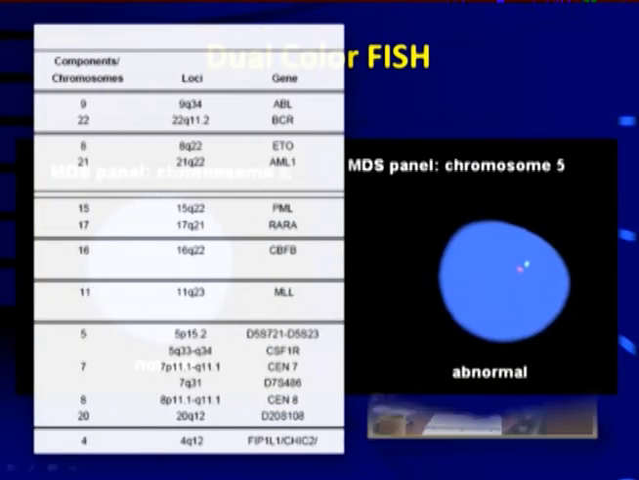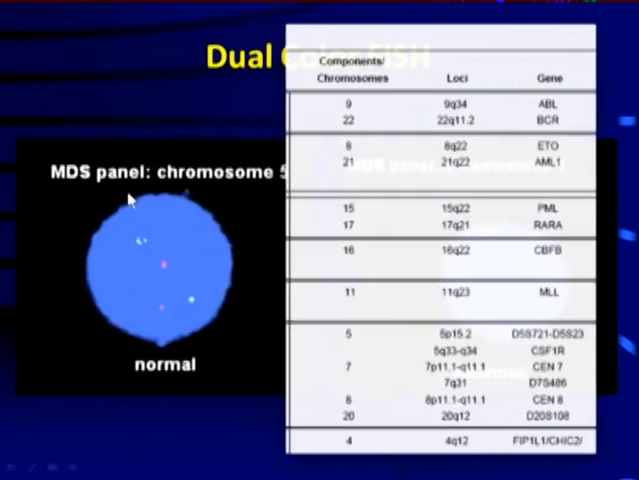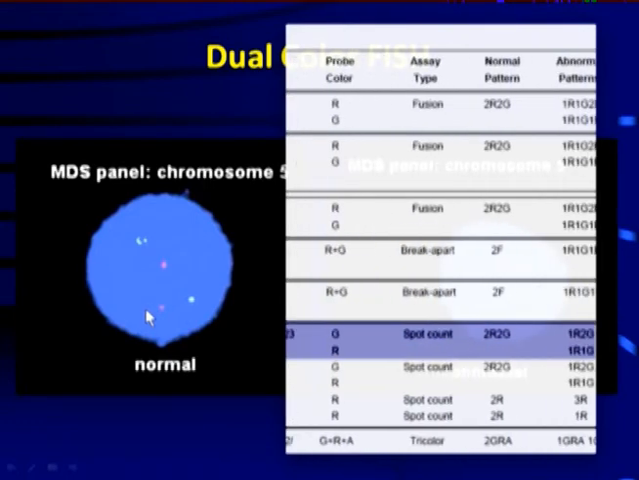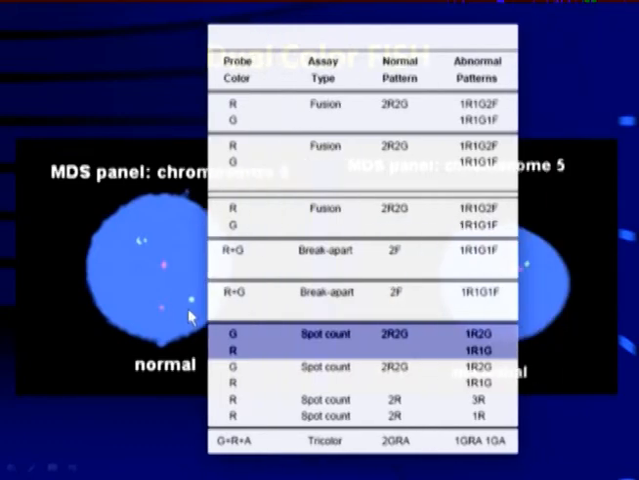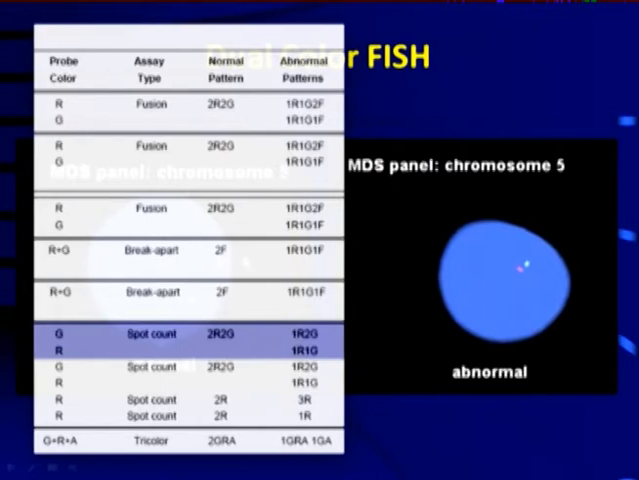One other example, in this case, we're looking at the 5 probe. Same thing for the MDS panel. If you move your eyes up a little bit, you'll see that it is 2 red and 2 green if you go to the normal pattern column. It's a straightforward spot count. There are 2 abnormal patterns for this probe. 1R2G, which is the loss of one of the red probes, or 1R1G, which is a loss of both a red and a green probe.